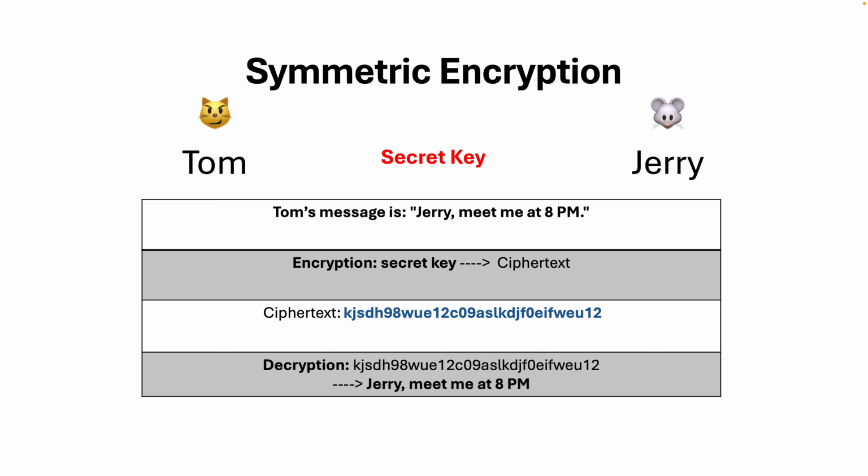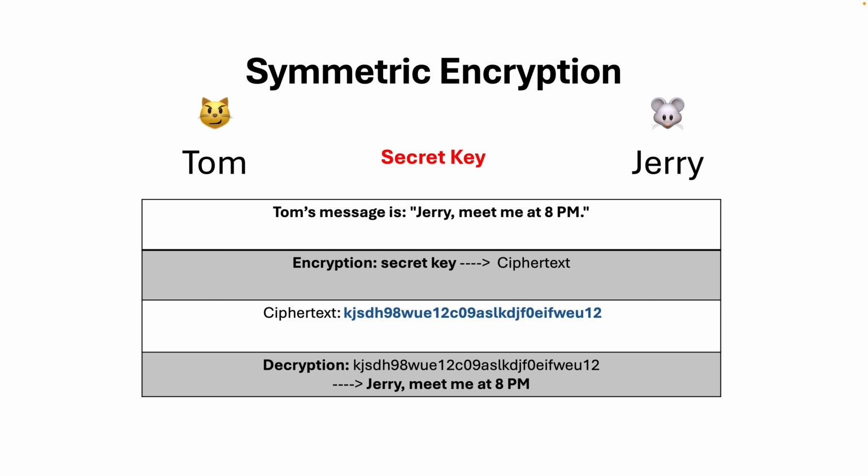So if a hacker sees this ciphertext, they have no idea what the real message is. Then, after Jerry's computer uses the same secret key and runs the decryption algorithm, he can see Tom's message. So in short, symmetrical encryption means both sides use the same secret key to encrypt and decrypt the message.